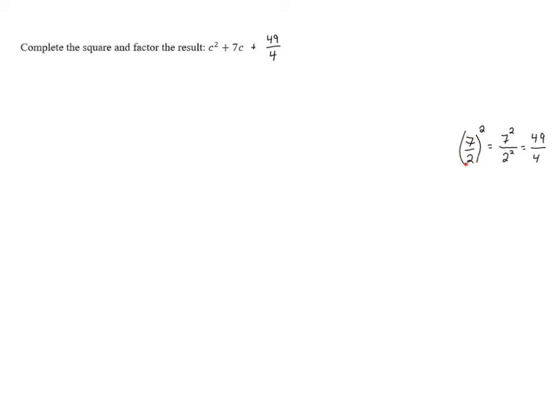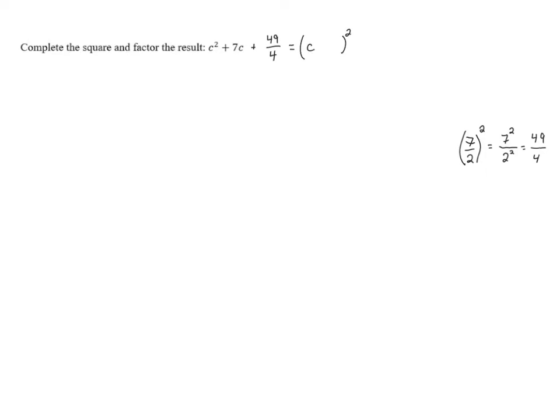Whenever the coefficient that we start with is an odd number, dividing it by 2 is going to give us a fraction, and squaring that fraction gives us another fraction. So having an odd coefficient in the middle leads to a fractional answer, which is something that we haven't yet seen in these examples.